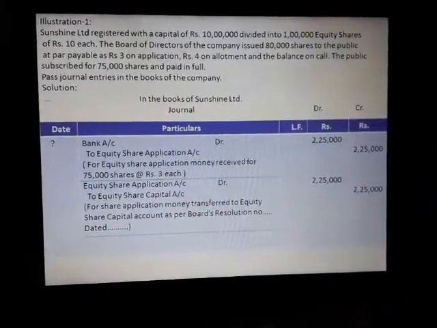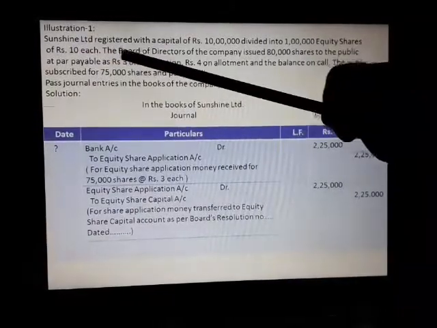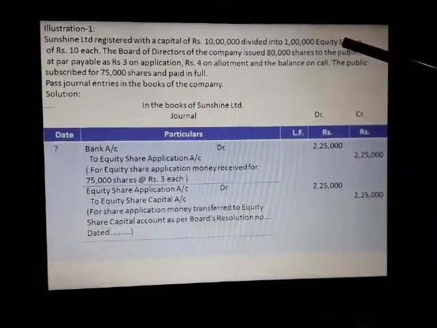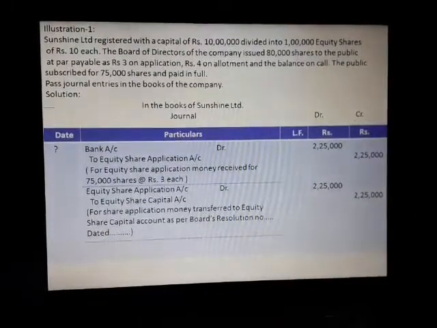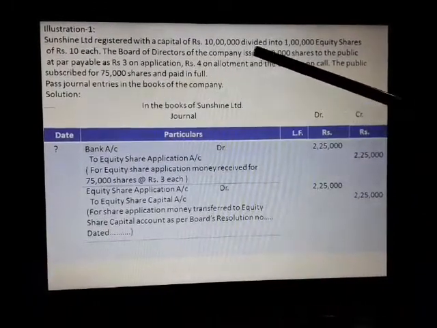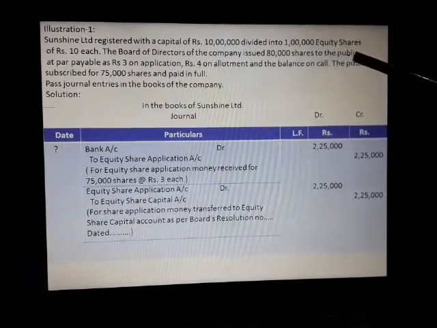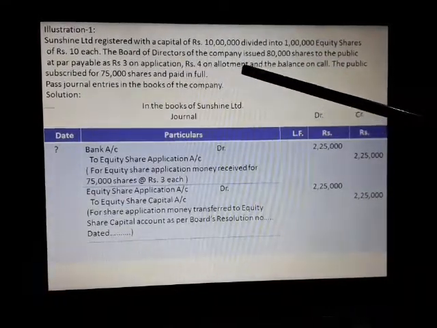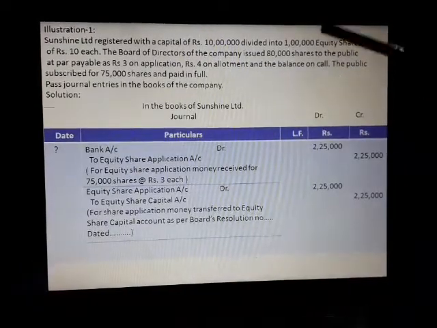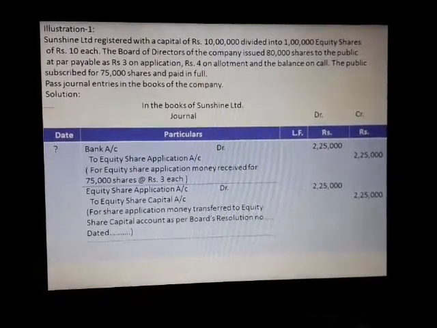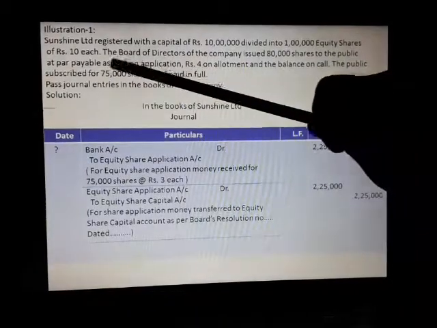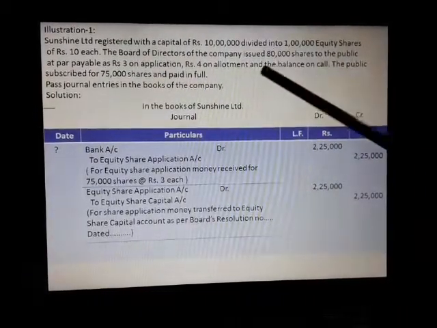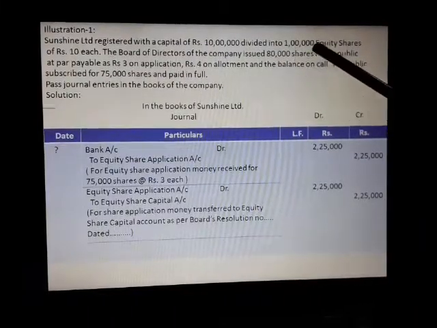Now, the first illustration. Sunshine Limited registered with a capital of rupees 10 lakhs divided into 1 lakh equity shares of rupees 10 each. The board of directors of the company issued 80,000 shares to the public at par, payable as rupees 3 on application, 4 on allotment and the balance on call. So, the shares are issued at par, that is rupees 10, 3 on application, 4 on allotment. So, altogether it comes to 7. So, the balance means rupees 3 on call.